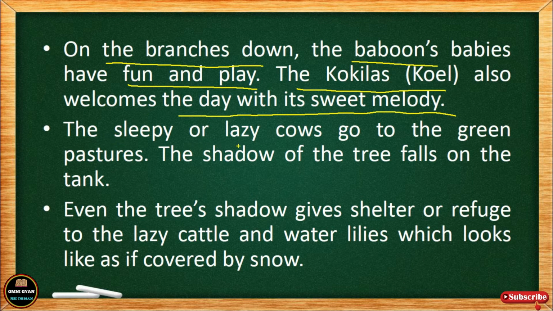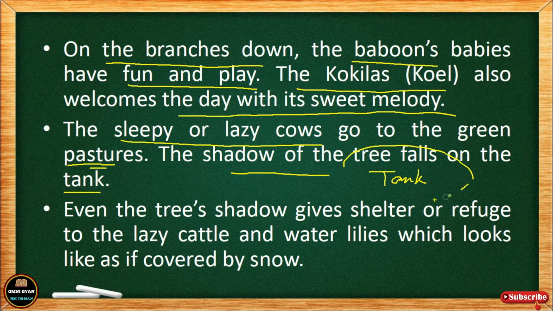Then the sleepy or lazy cows go to the green pastures, and the shadow of the tree falls on the tank. So some lazy cows go to the green pastures. I will explain exactly what this is in the lines below. They go to the green pastures to eat grass, okay, and they're very lazy in the morning. And because the tree is very big, the shadow of the tree falls on a tank. Okay, there's a tank somewhere, and the shadow of the tree falls on the tank.